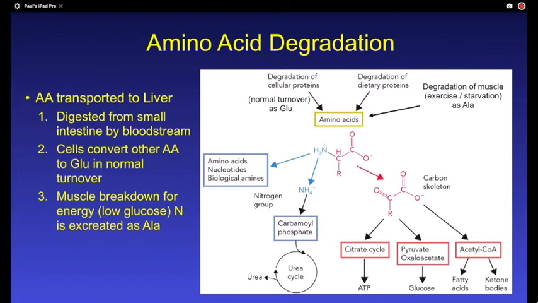If you're breaking down muscle protein into energy sources, the amines are placed into alanine. And the alanine then gets excreted out of the muscle into the bloodstream and taken up by the liver. And so the amines are transferred through alanine to get to the liver from muscle cells, and we see that quite often.